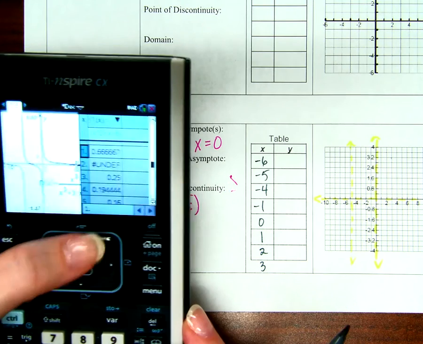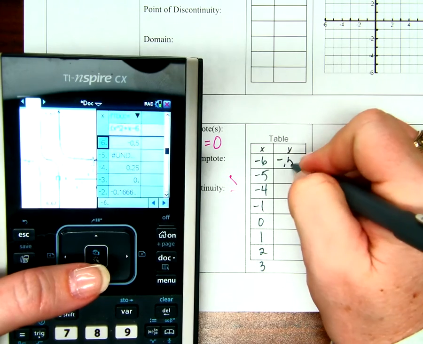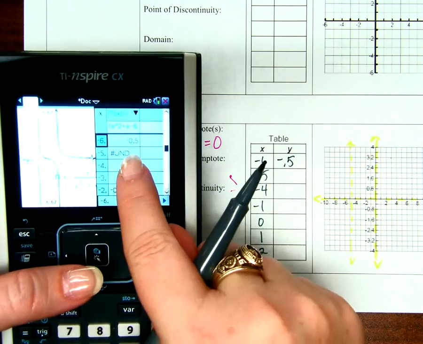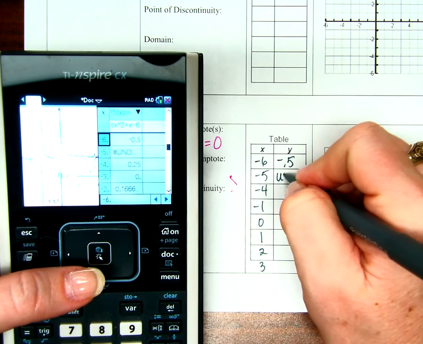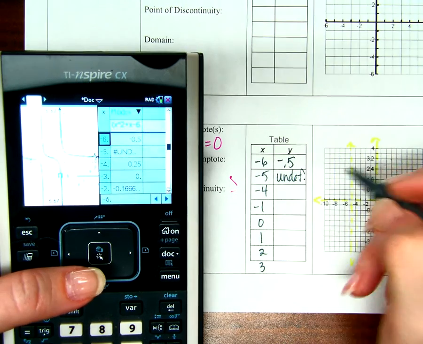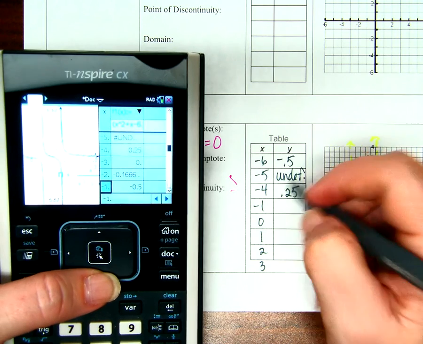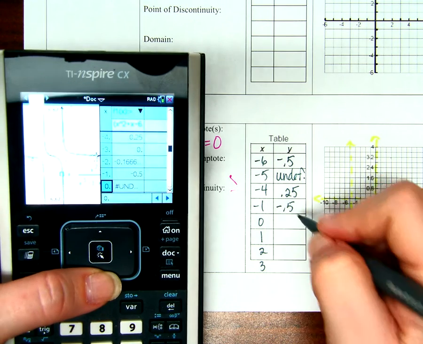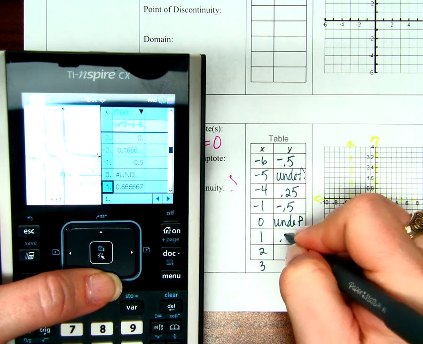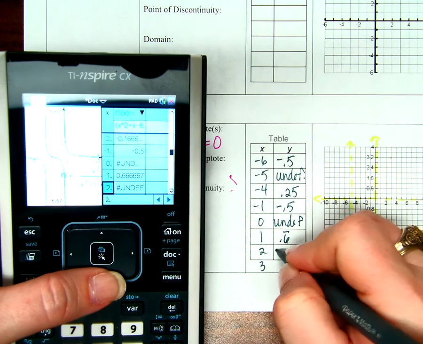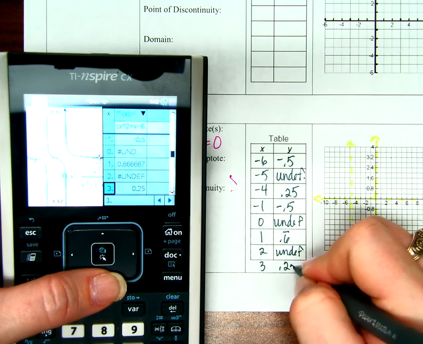I could plug these in, right? We could plug them in ourselves. We're smart enough. Most of us. Okay, that's fine. But we're just going to use our calculator time-wise. Undefined, 0.25, -0.5, 0 is undefined, 1 is 0.6 repeating, 2 is undefined, and 0.25.